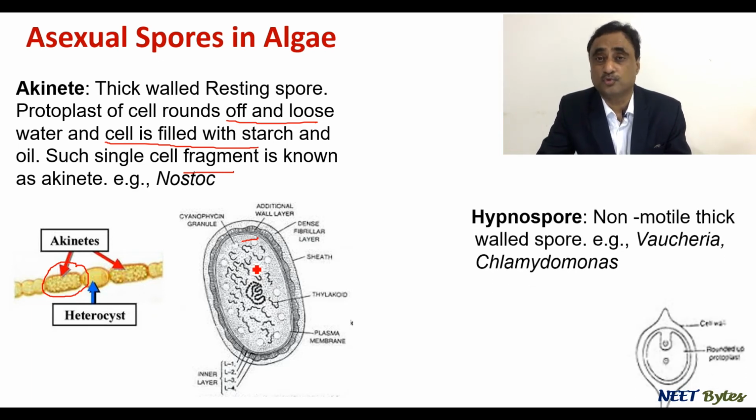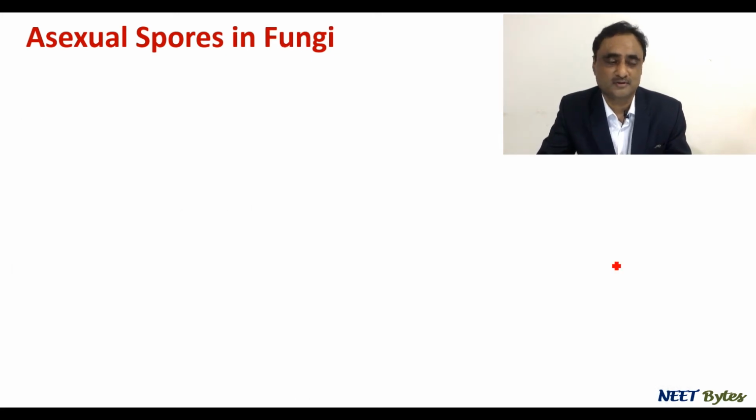Similarly, there is a hypnospore, which is a thick-walled spore. Okay, a thick-walled non-motile spore, primarily found in Vaucheria and Chlamydomonas. So that is also one of the methods of reproduction. Okay.